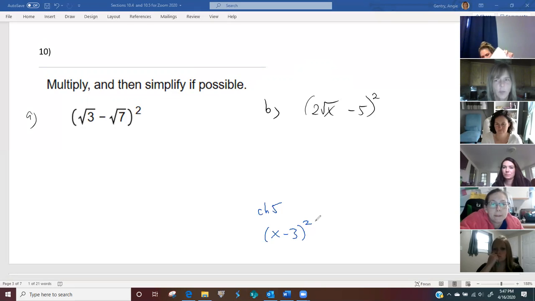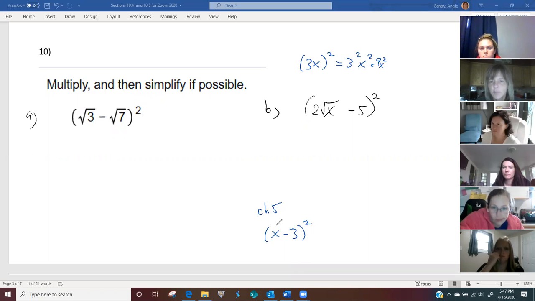You don't just square each one, right? Like this is different than when you have a 3x quantity squared. Yes, that's a 3 squared x squared, which is a 9x squared. This is different. This is a binomial squared. So the only way you're going to get a true representation is to say that's it times itself, and that causes that thing when you're foiling.